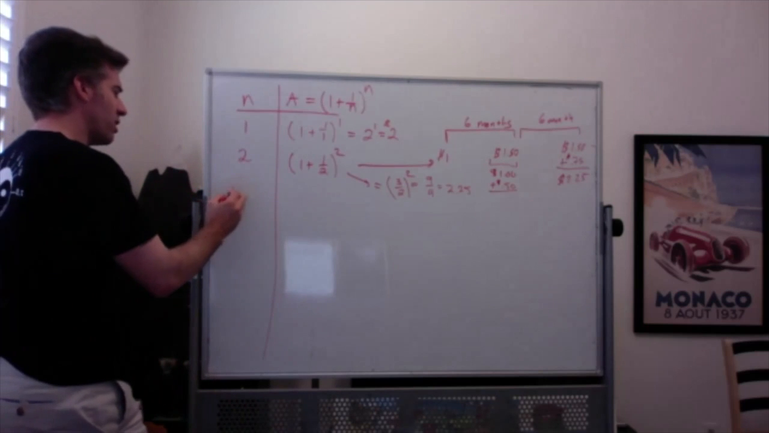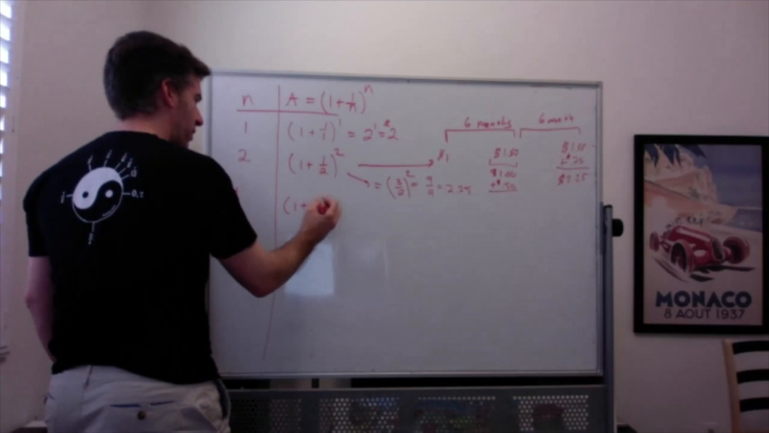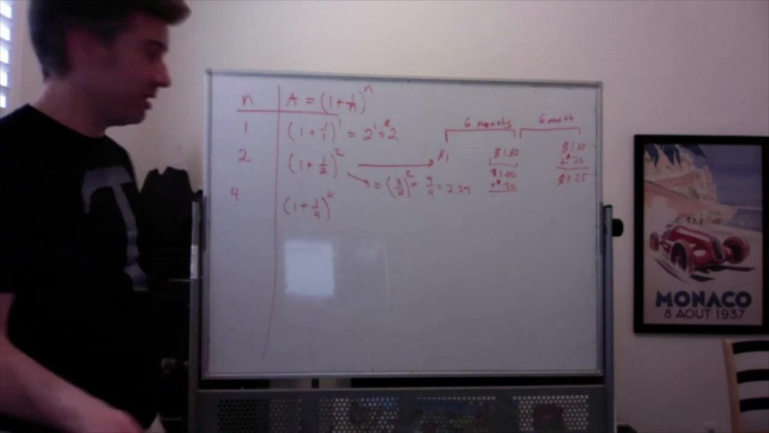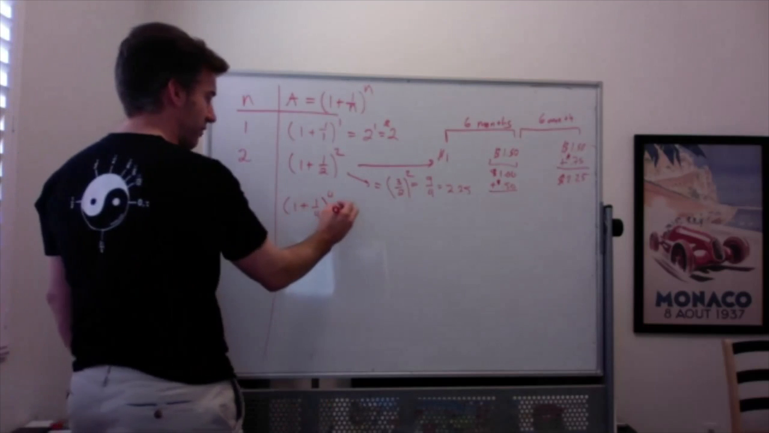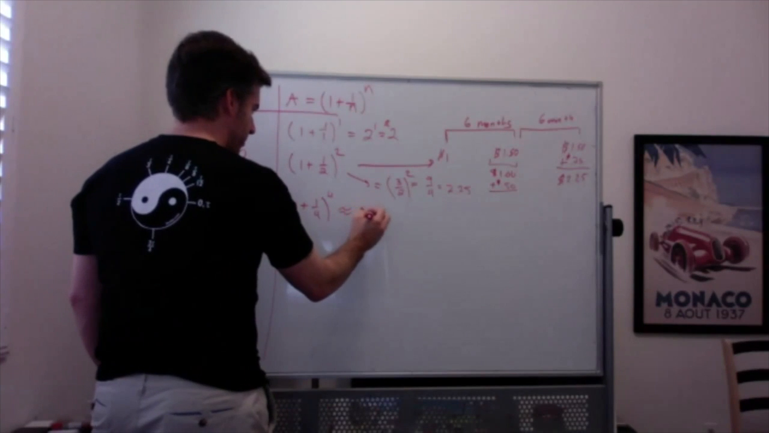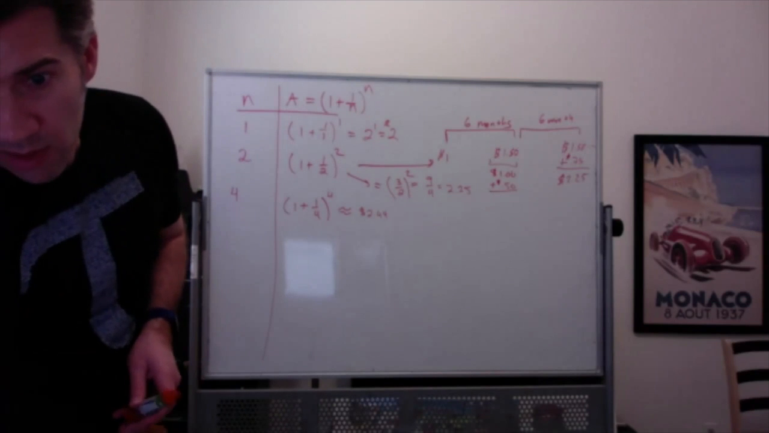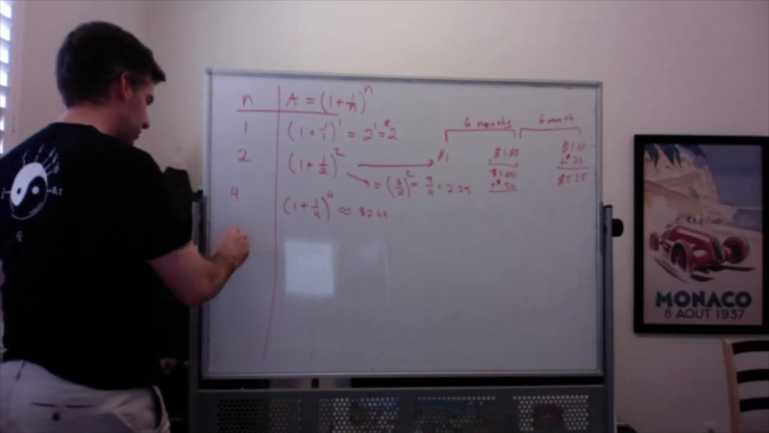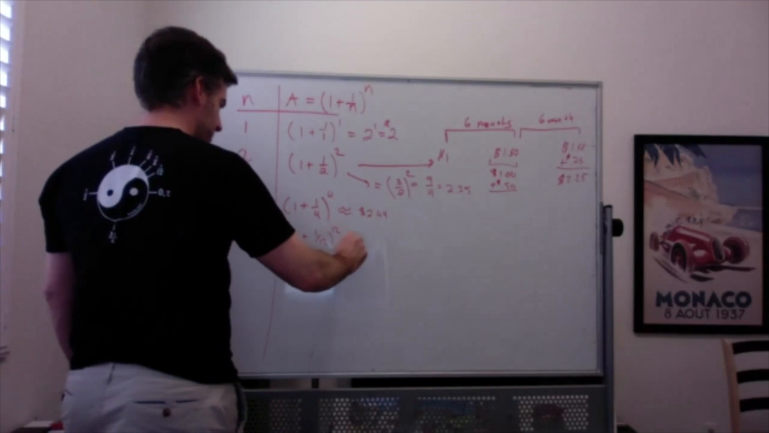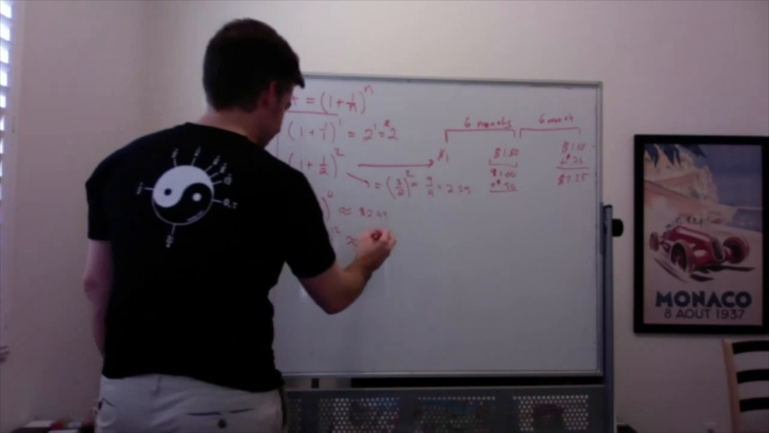So what if I do it quarterly, 4 times per year? Well, then I'm going to get 1 plus 1/4 to the 4th power, which is where I start using a calculator because things get messy. So that's 1.25 to the 4th, which is approximately $2.44. If I compound the interest monthly, so 12 times, that's going to be 1 plus 1/12 to the 12th, which is approximately $2.61.